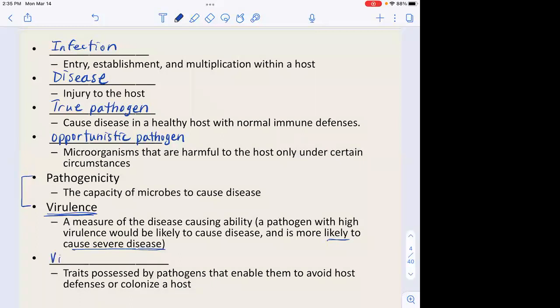And then the virulence factors, we're going to give lots of examples of these. These are traits that, say, a bacteria has that make it successful in causing an infection. So maybe it's a toxin, maybe it's something to inhibit our immune system. Maybe it's something to help it bind to the correct cells. Maybe it's an enzyme that it secretes. So we're going to look at lots of examples of virulence factors as we move forward.